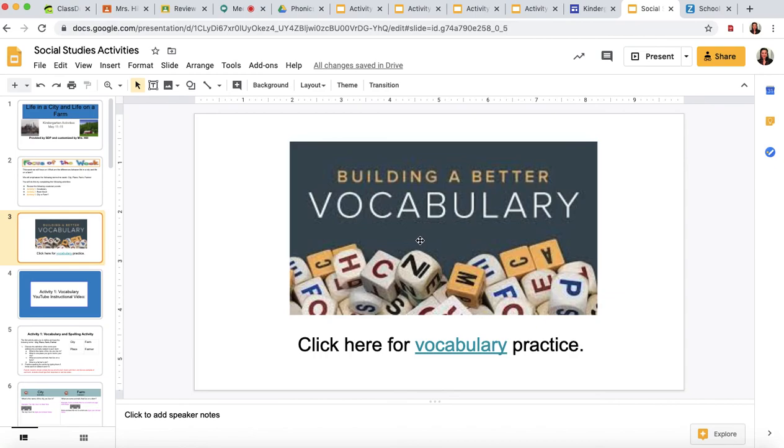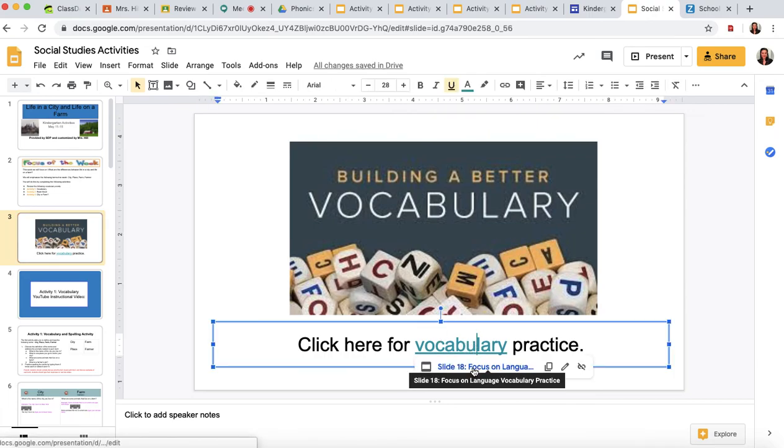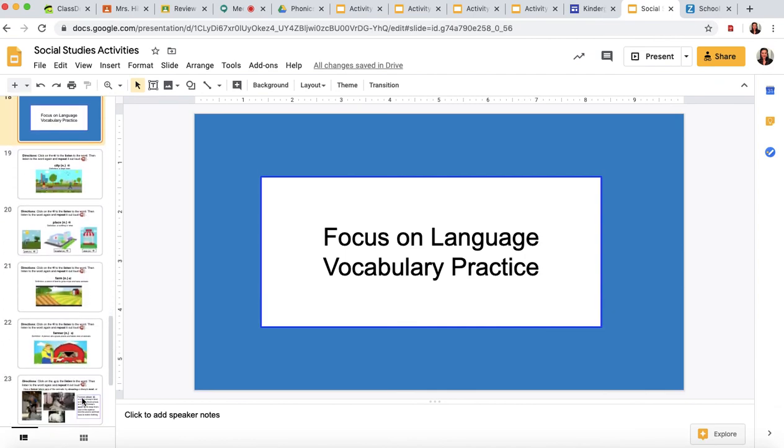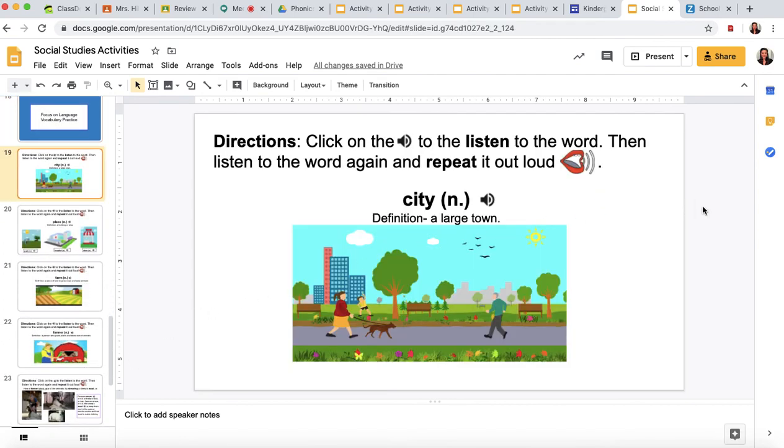When you go to your slideshow, you're on slide 3, and you'll see it says click here for vocabulary practice. What that does is jump you in the slideshow to where the vocabulary practice is, which is slide 18. If I go on to slide 19, it's very similar to an activity that we did last week, I believe for science, but honestly, they're starting to run together for me. There was a setup very similar to this where you could click on the speaker button and it will tell you the word.